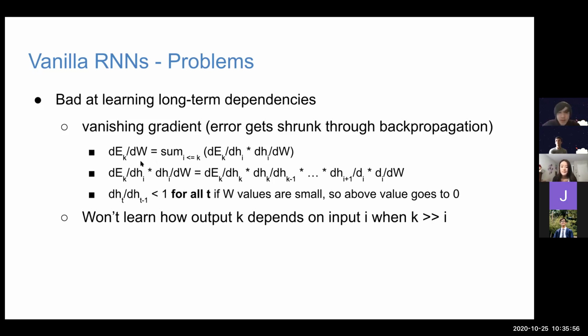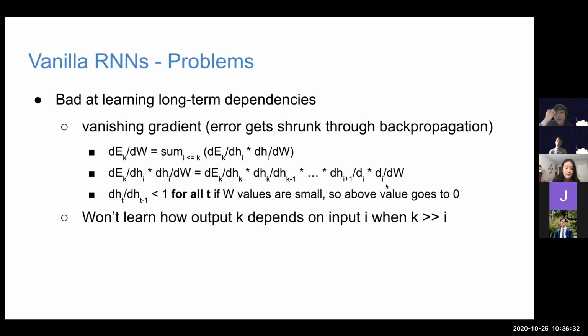If we expand out the inside of the sum using chain rule, we end up getting the derivative of the error with respect to the hidden state at that same time step, times the derivative of the hidden state at time step k over the hidden state at time step k minus 1. And then you expand out all those dh_{k-1} until you get to dh_i, right? Sorry, this should be dh sub i and then dh sub i over dW.